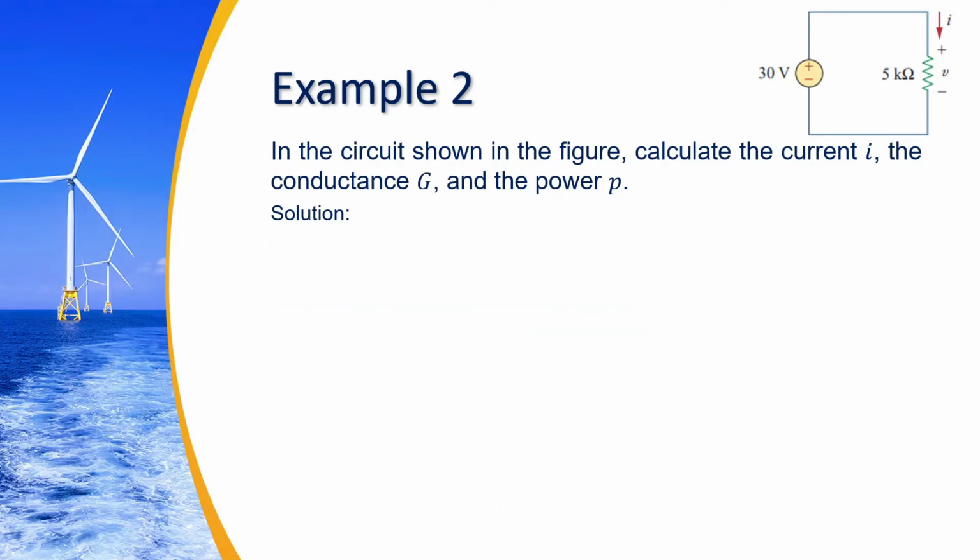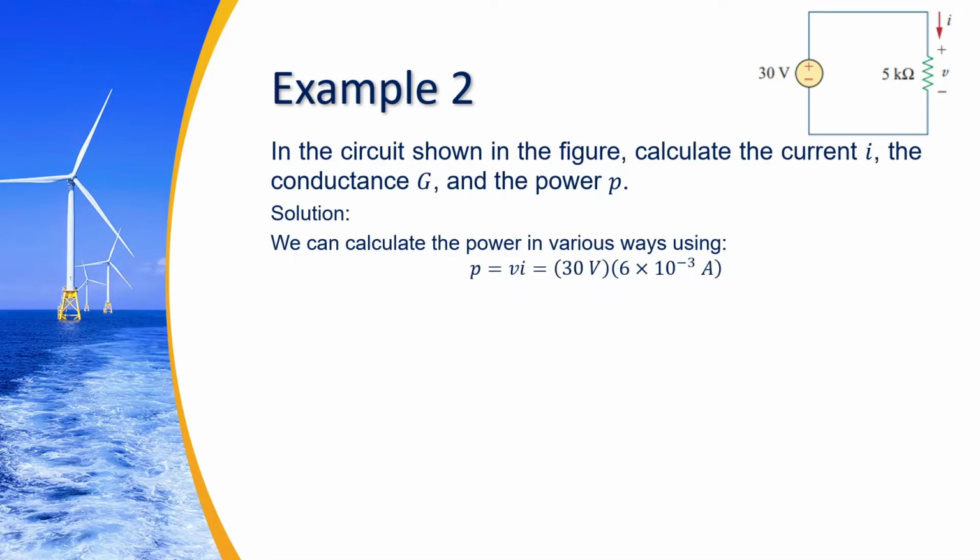So, for the power, we can calculate the power in various ways using the formula of power. The formula of power is the product of voltage and current. By substituting, we have a voltage of 30 volts and the computed current of 6 milliamp. By getting the product, we can compute a power of 180 milliwatts.